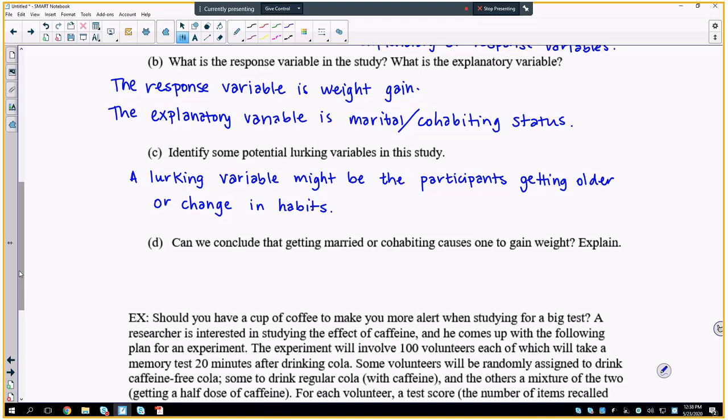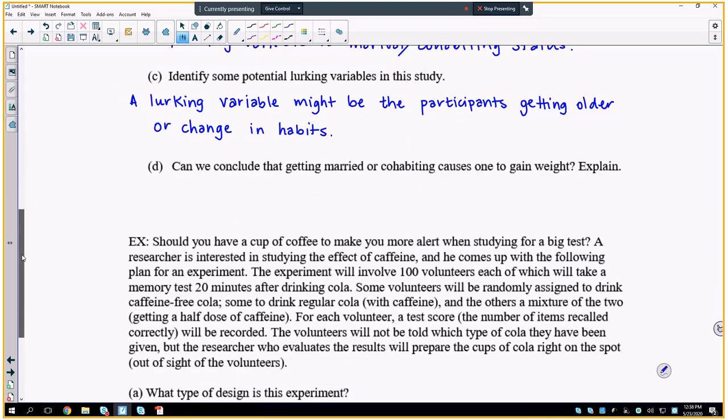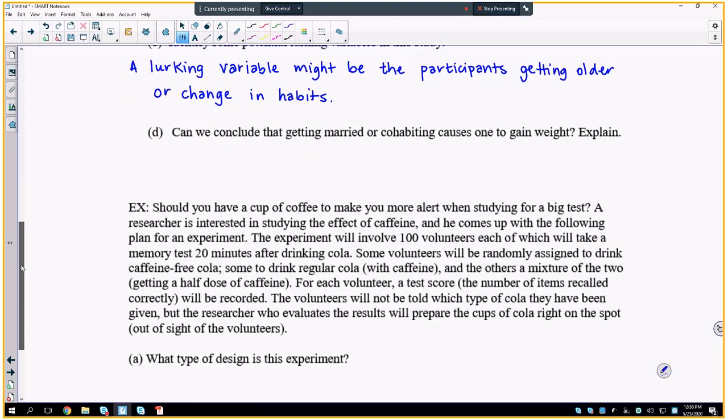Question D says, can we conclude that getting married or cohabiting causes one to gain weight? We cannot conclude this because we didn't consider the lurking variables.